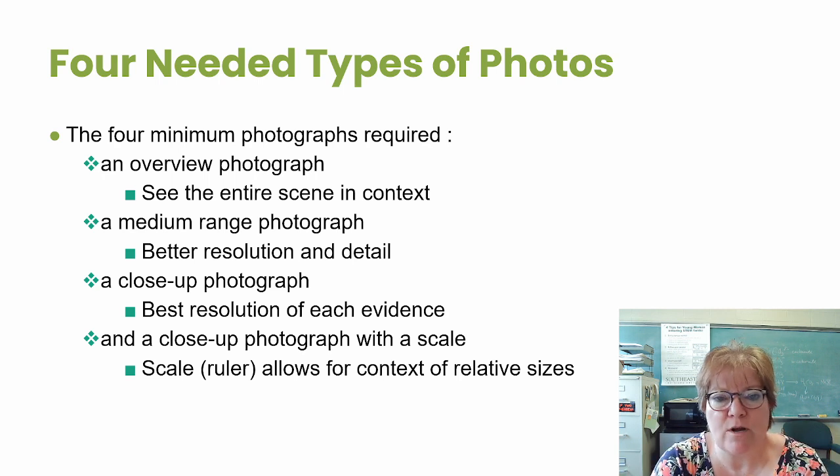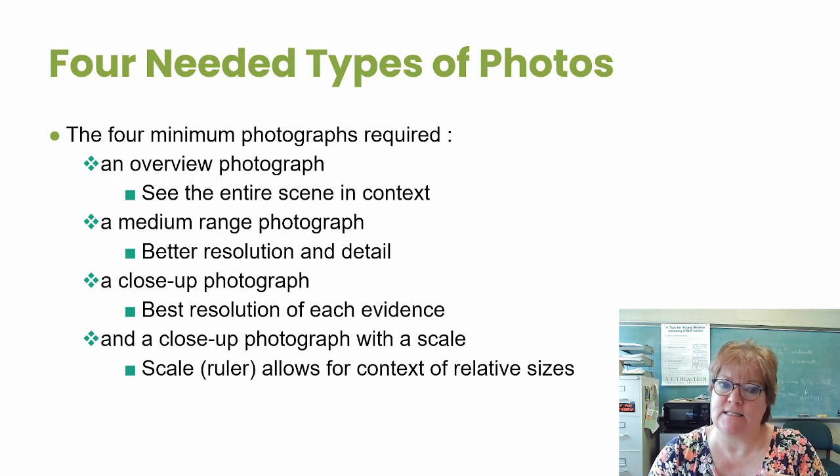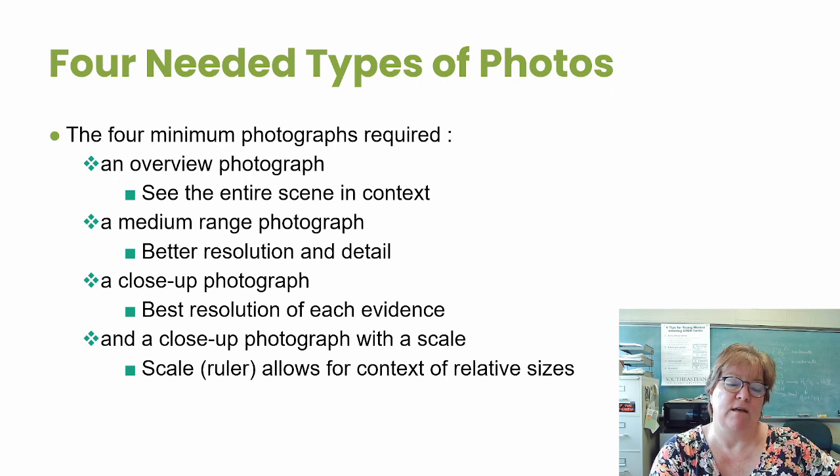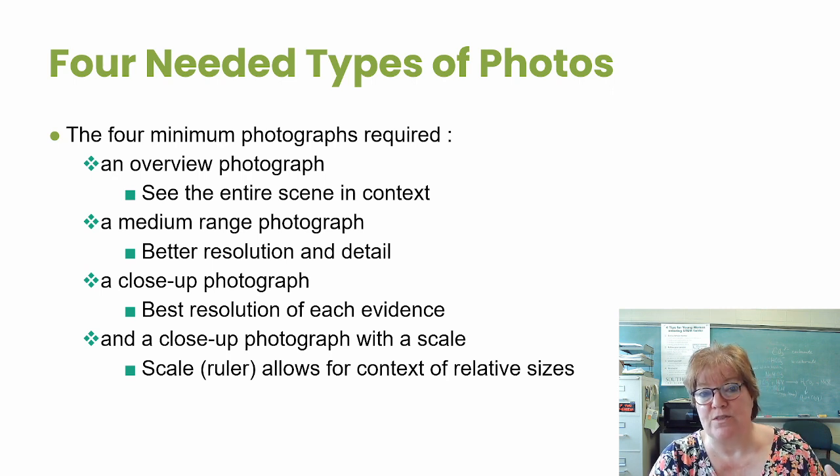And then a medium range photograph. Now you're getting more detail, but that detail can be linked to the perspective. It should be then a close-up photograph of any important items. Every important item should have a close-up photograph, a plain one of just, this is what it looked like, and then another one with a scale in it.